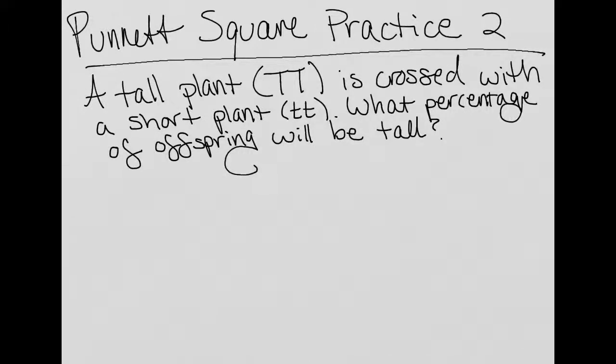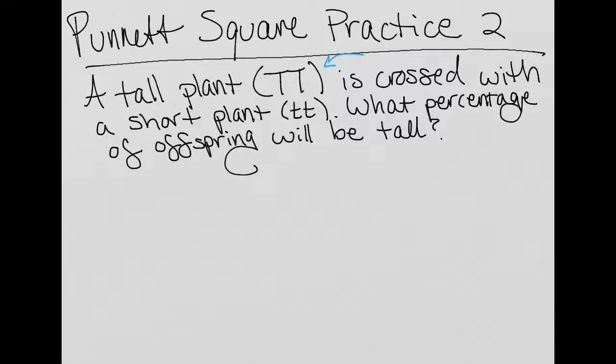In this video I'm going to do a couple of practice problems, but they're going to be word problems. Some word problems will tell you the genotypes pretty straightforwardly, like this one. A tall plant with 2 capital T's is crossed with a short plant, 2 lowercase t's. So that helps you not only tell what the genotypes are, but also which trait is dominant. What percentage of offspring will be tall?